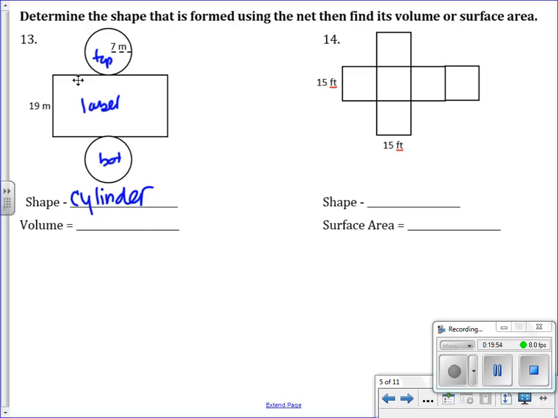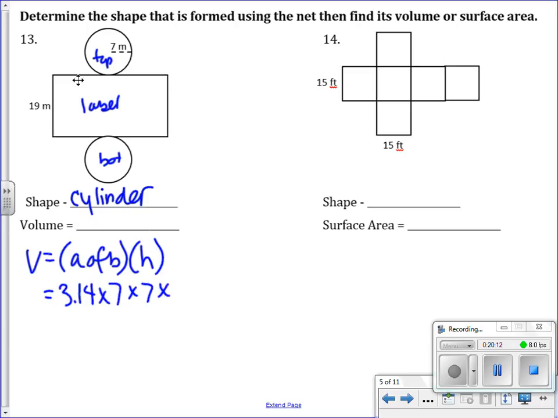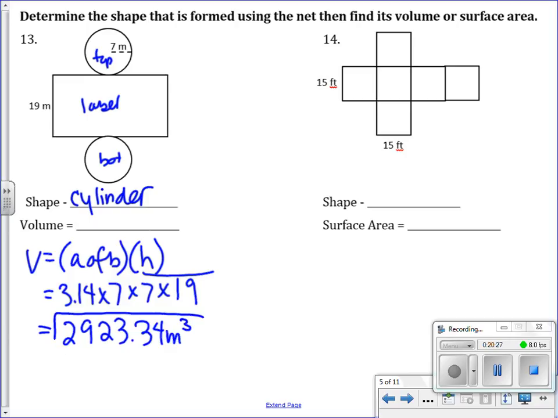Okay, so volume of a cylinder is equal to the area of the base, did that on the first page, times the height. So the volume is equal to 3.14 times 7 times 7 times 19, because that's the height of my label. And then when I do all that math, I wind up with 2923.34 meters cubed. This is my volume of that cylinder.